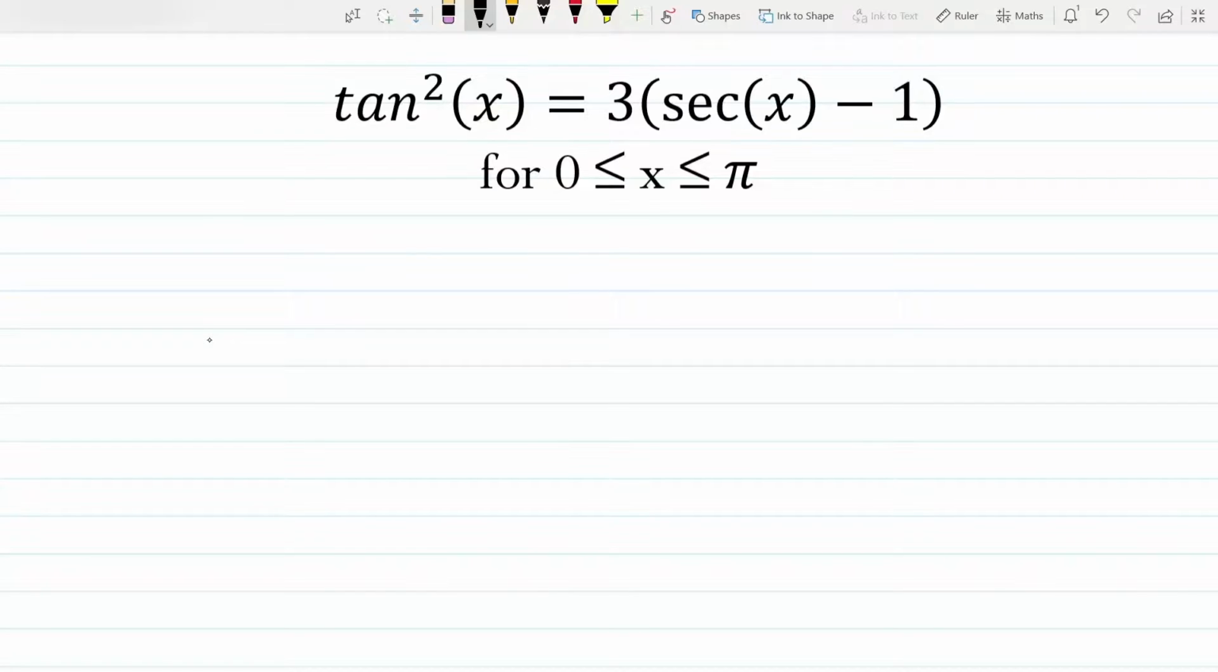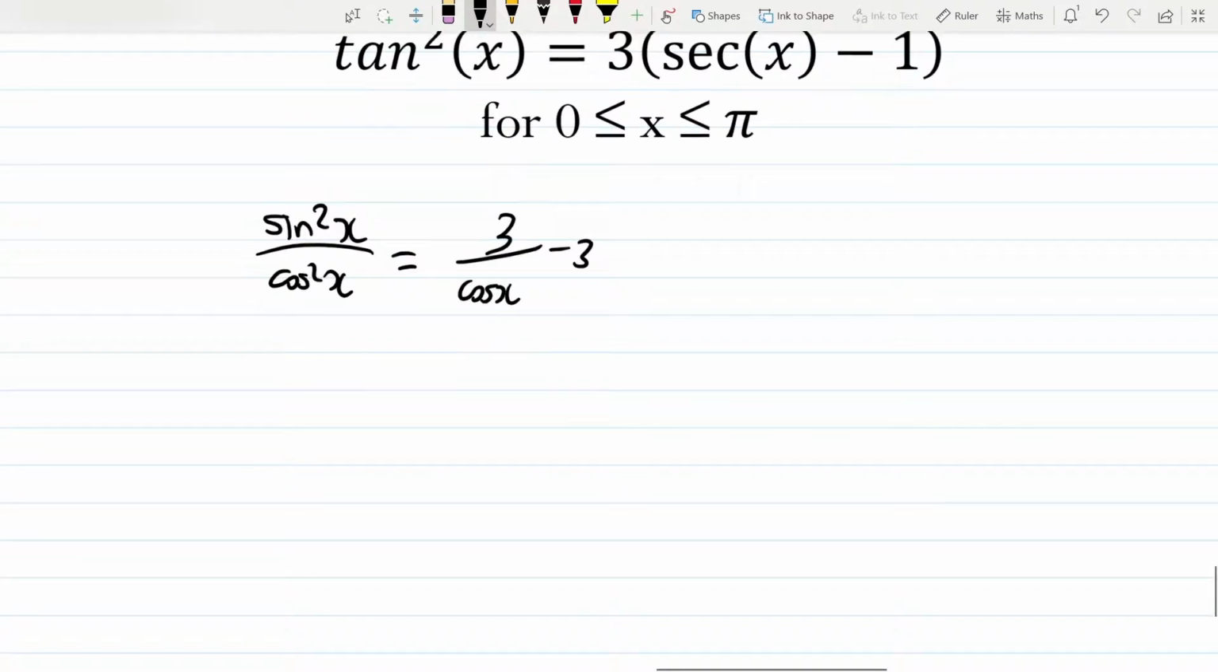Okay, let's say we ask to solve for x, given that tan squared x equals 3 times the quantity of sec x take 1, given that x is within 0 and pi. Okay, tan squared x is the same as sine squared x over cos squared x, and 3 times sec x equals 3 over cos x, and 3 times negative 1 is negative 3.